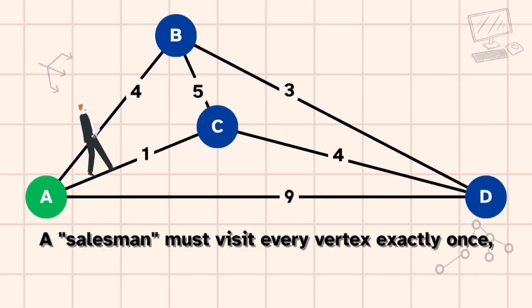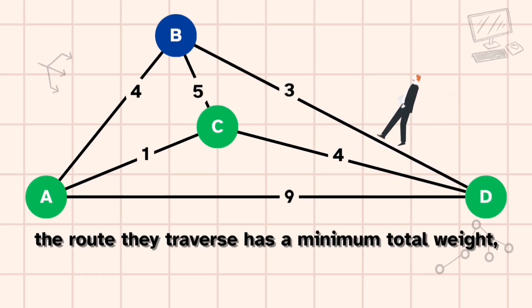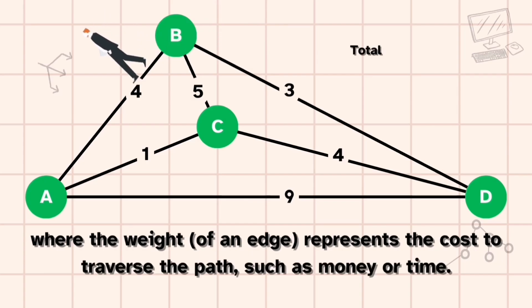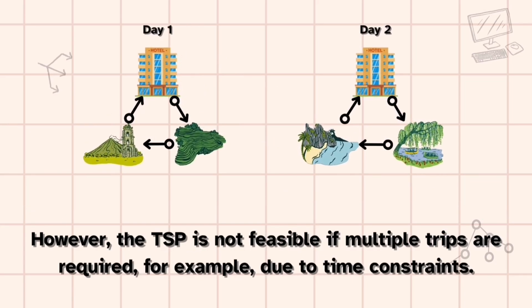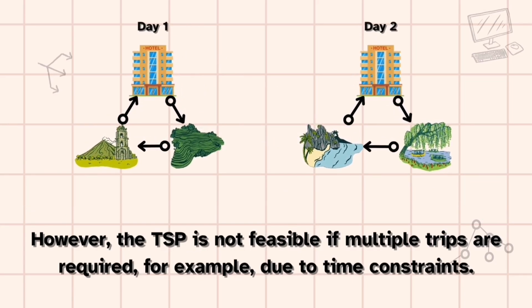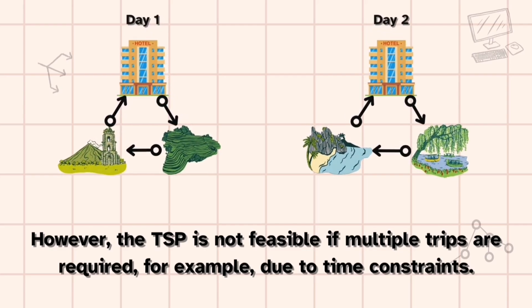A salesman must visit every vertex exactly once. They must start and end at the same vertex, and the route they traverse has a minimum total weight, where the weight of an edge represents the cost to traverse the path, such as money or time. However, the traveling salesman problem is not feasible if multiple trips are required, for example, due to time constraints.